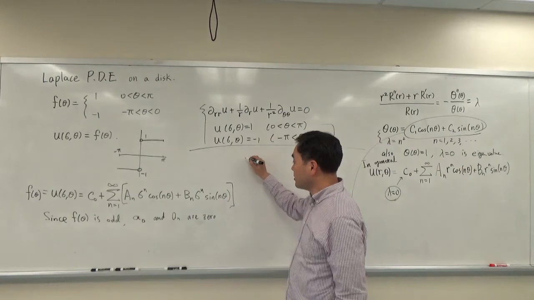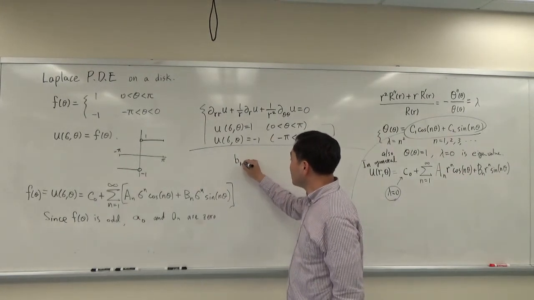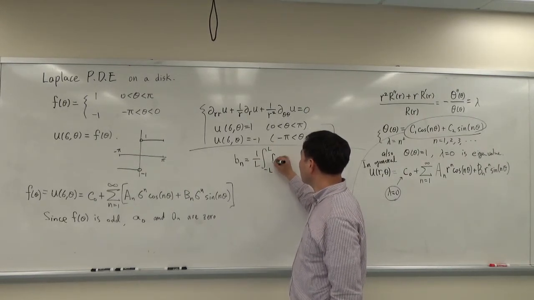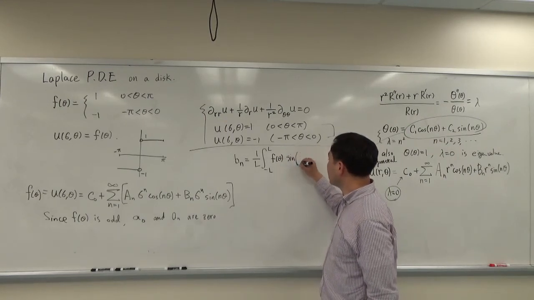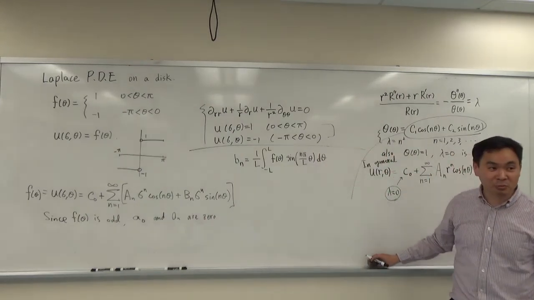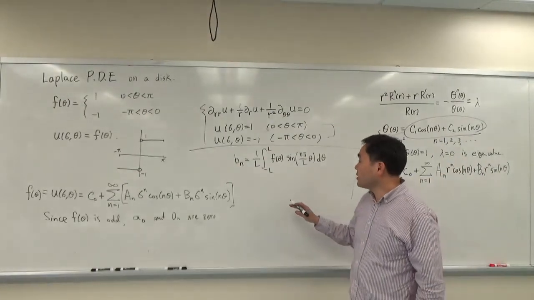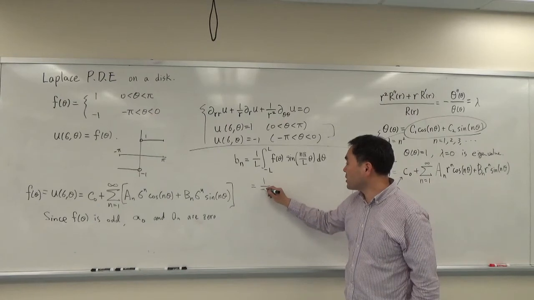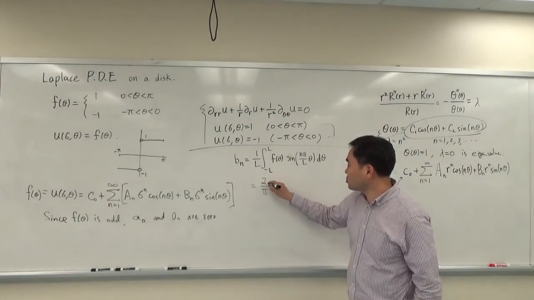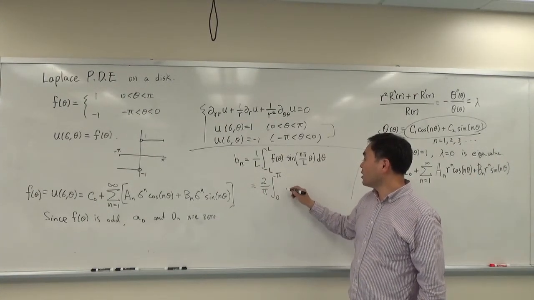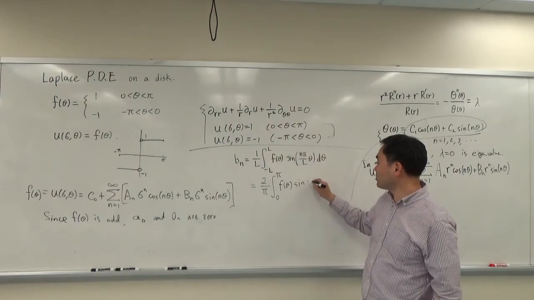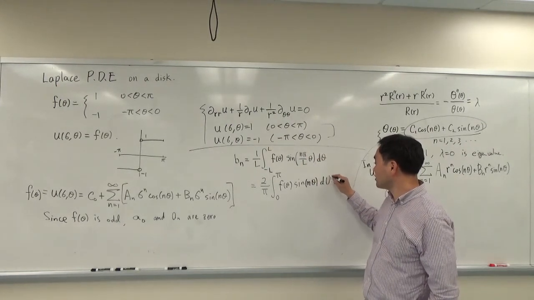That means for f of theta, we just need bn. Bn is 1 over L integral from negative L to L of f of theta sine of n pi over L theta d theta. See how rather than writing x, I'm using theta? And because we have from negative pi to pi, this will be 1 over pi. And because this is odd and that's also odd, you can use this trick of doubling the integral, so twice from 0 to pi of f theta sine. L is pi, so pi over pi is 1, so you get n theta d theta. So that's your bn.